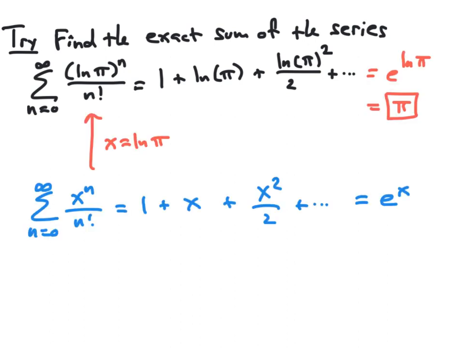As in the preceding example, if we compare our series with the Maclaurin series for e to the x, namely the series from n equals 0 to infinity of x to the n over n factorial, we see that we can obtain the given series by letting x equal to the natural log of pi. When we make this substitution into our Maclaurin series, we know that this will be equal to e to the natural log of pi, which simplifies to pi using properties of exponents and logarithms.